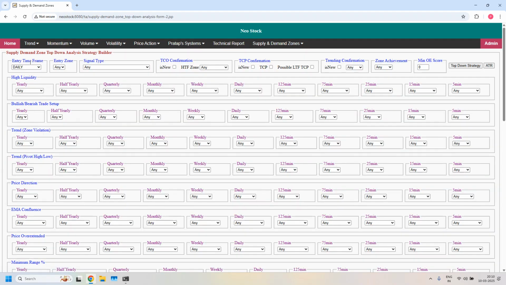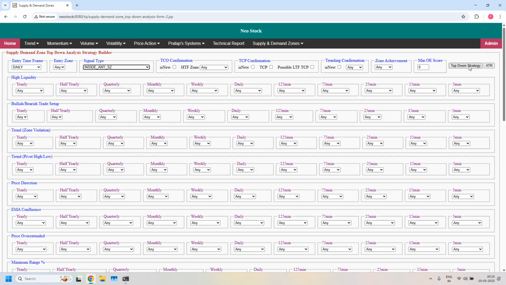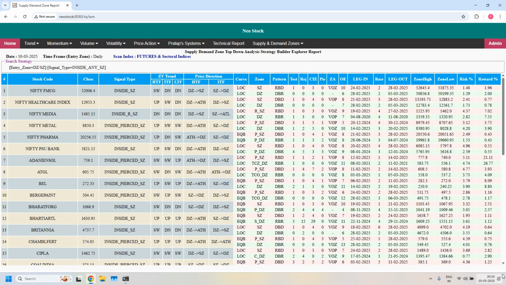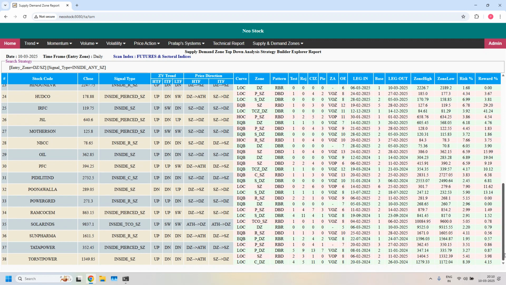Okay, next, daily time frame. Price closed inside the daily supply zone. We got several stocks. First 15 stocks in the list. Scrolling the list down. So 38 stocks are filtered.